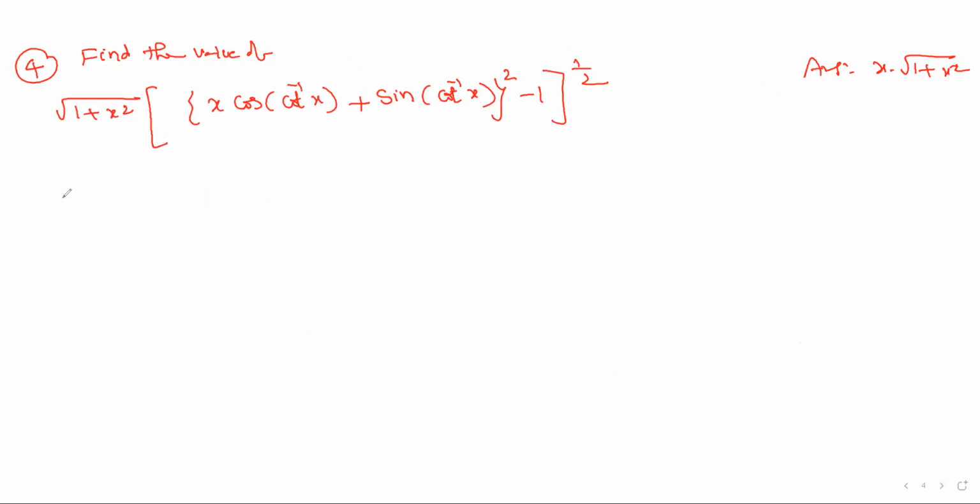Now I am going to explain question number 4. Find the value of root(1 plus x square) into [(x cos(cot inverse x) plus sin(cot inverse x)) whole square minus 1] whole to the power 1 by 2. So root 1 plus x square.